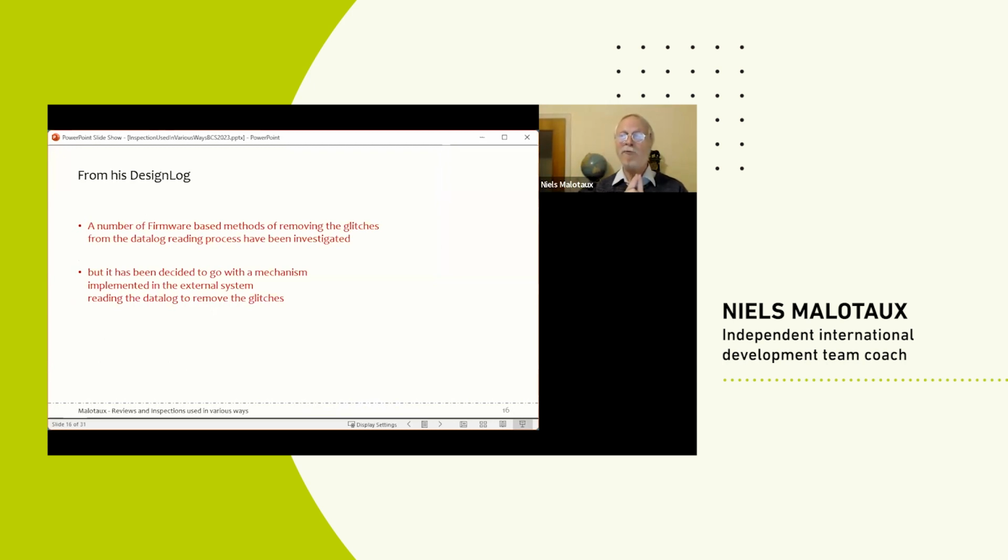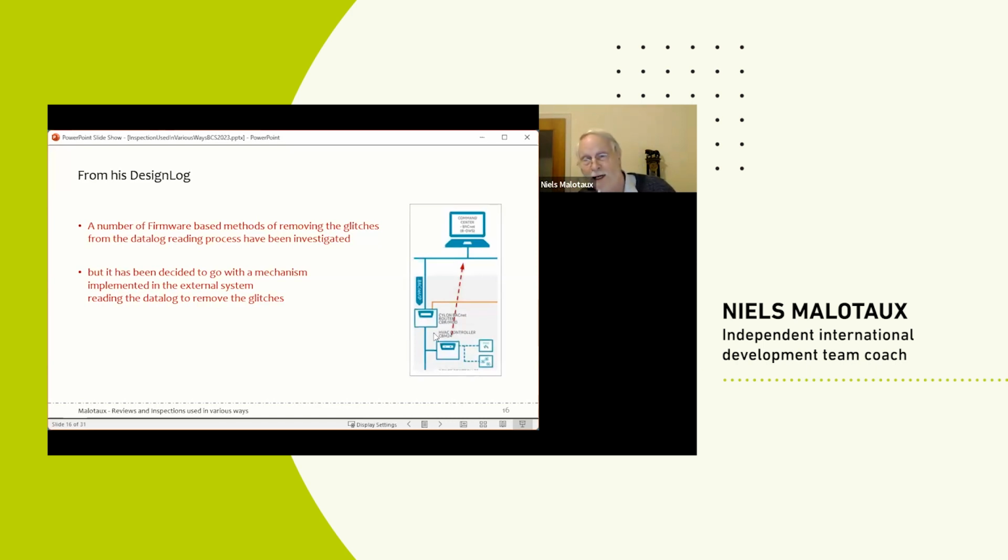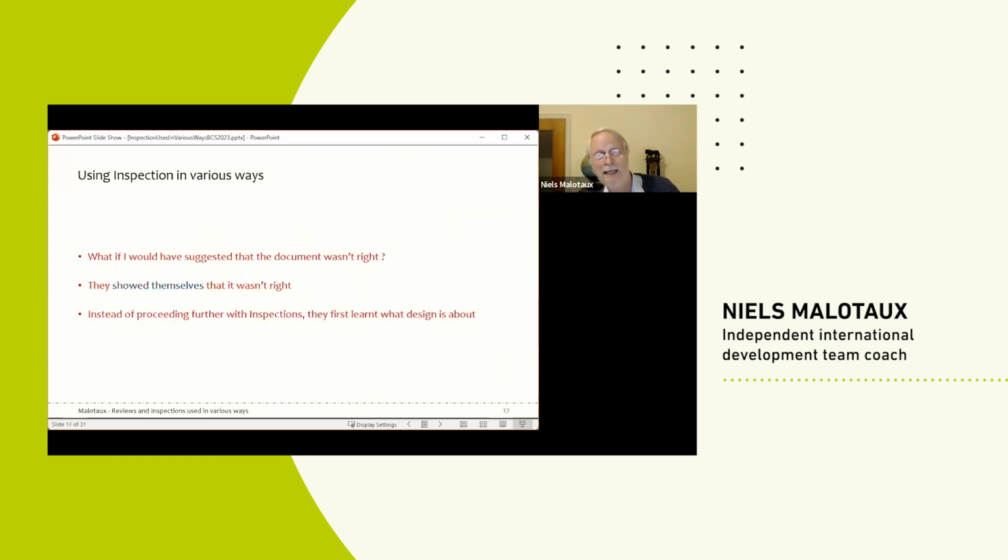A number of firmware-based methods of removing the glitches from the data log reading process have been investigated. But it has been decided to go with a mechanism implemented in the external system, reading the data log to remove the glitches. External system is the PC. So moving the problem from here to there. Isn't that an interesting description of his design log text?